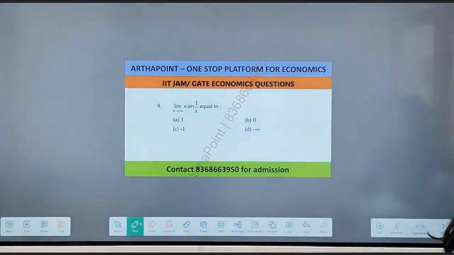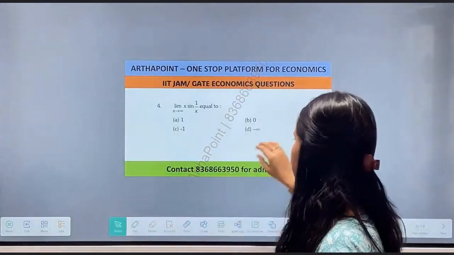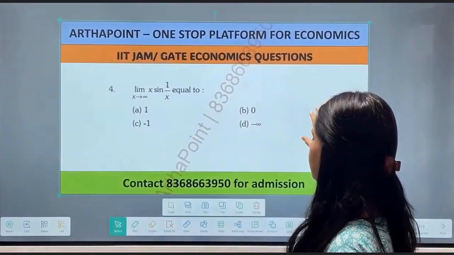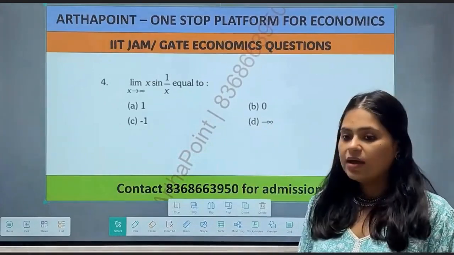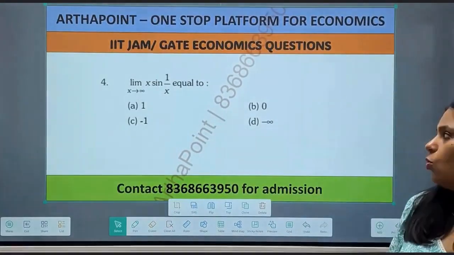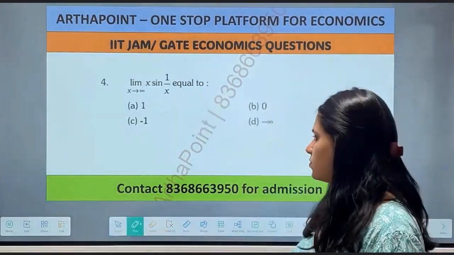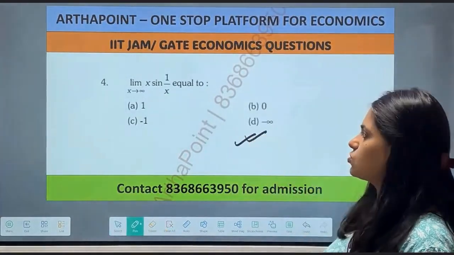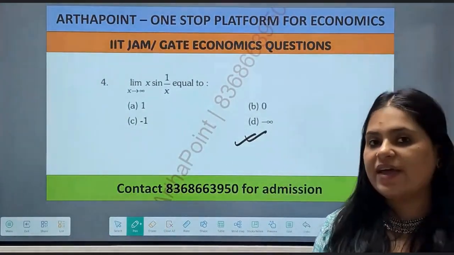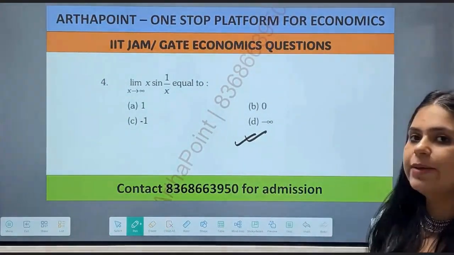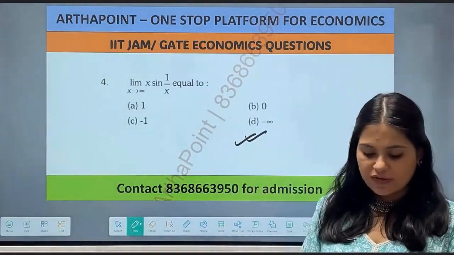Let's start with it. Okay, so the next question is this. What is going to be limit x tends to 0 of x sine 1 by x? You need to give me the answer to this question. Limit x into sine 1 by x will be. I am giving you a moment. Try to do this yourself, then I will do this.